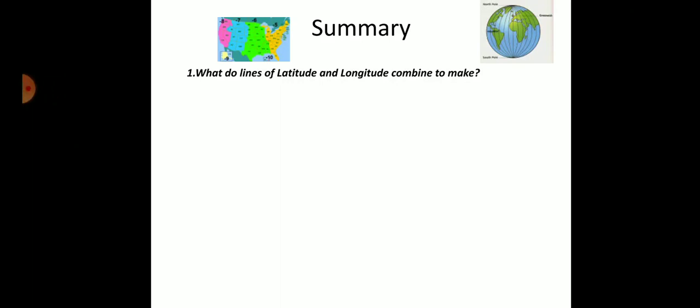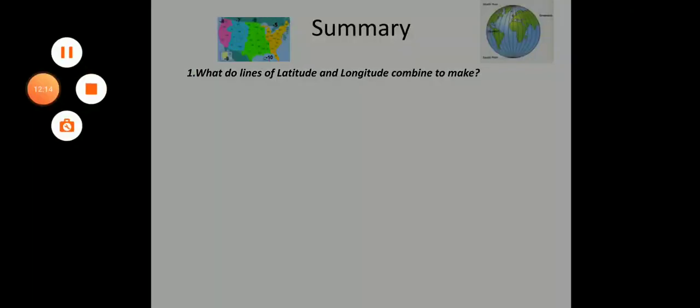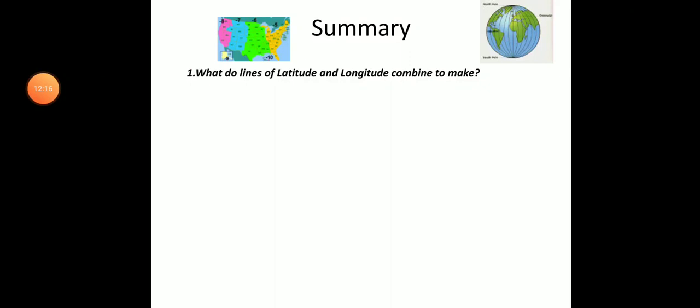So what do lines of latitude and longitude combine to make? What do you call those? Do you have any idea? Yes, we call them a grid. Next. Compare and contrast latitude and longitude. What is the difference between the two?